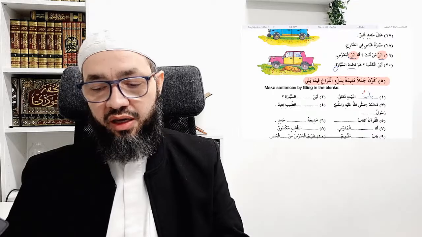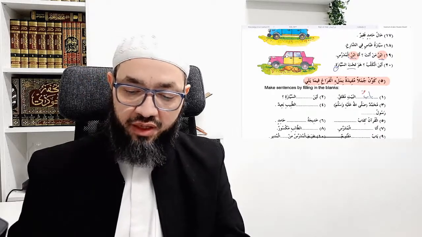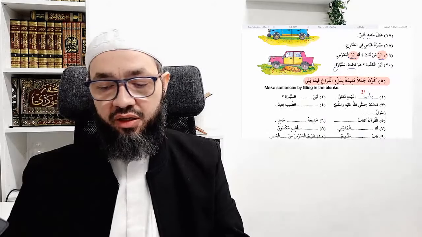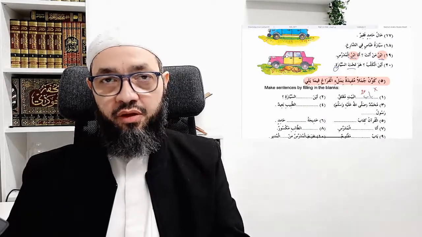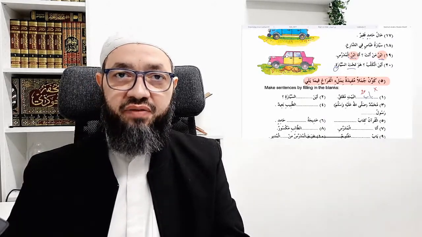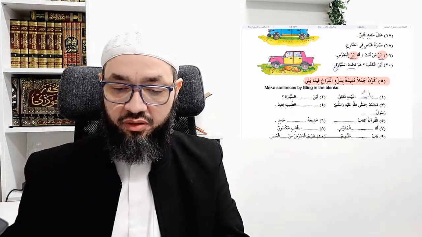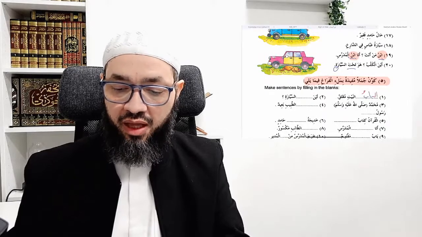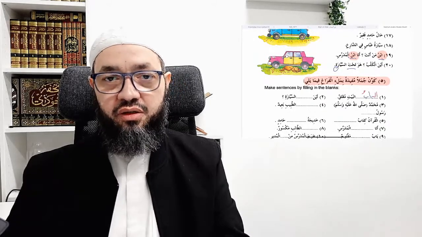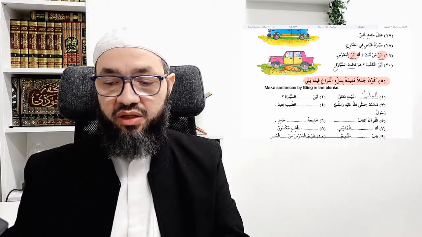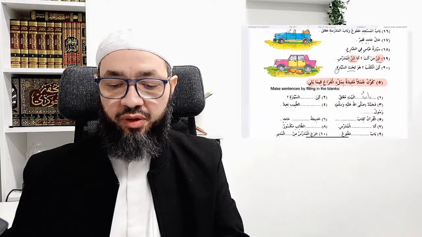The door of the house is closed. It would be a mistake if I said babun al-bayti mughlaq. That's wrong. Why? Because the first word doesn't have tanween. You drop the tanween, if you remember. Another mistake would be to add alif and lam: al-babul bayti mughlaq. That's another mistake because the first word doesn't have alif and lam. So you have to make sure you put the grammar right.